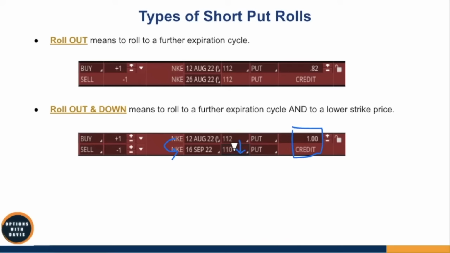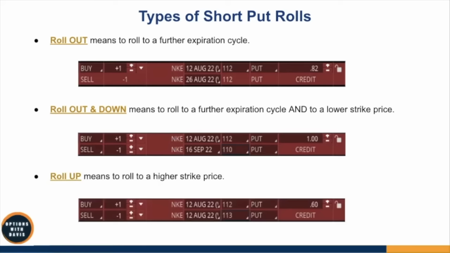This is the most common roll that most people would do, because it lowers your strike price and increases the chance of you profiting on this trade, right? When you lower the strike price, there's a lesser chance for you to get assigned as well.